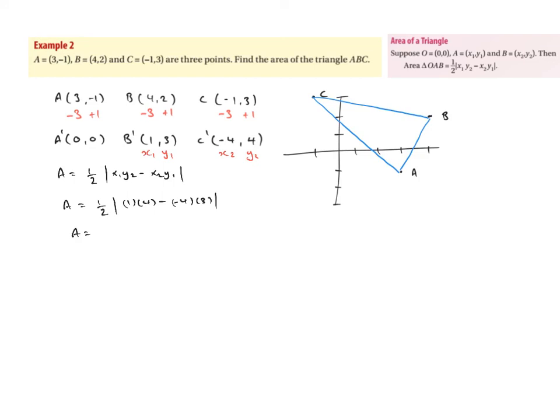Work it out. A is equal to a half. 1 times 4 is 4, minus, and we've got minus 4 times 3, which is minus 12. So A is equal to a half of the modulus of 4 minus minus 12. Minus minus makes a plus, so that's 4 plus 12. A is equal to a half of the modulus of 16. Well, 16 is already positive, so A is equal to half of 16. That means A is equal to 8 units squared.